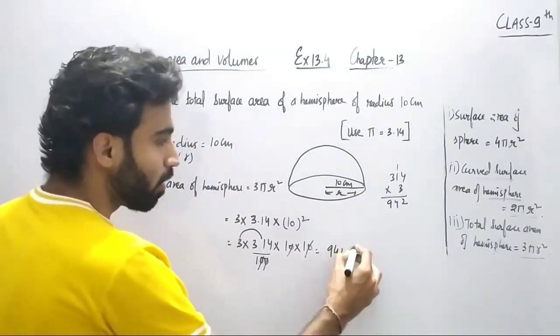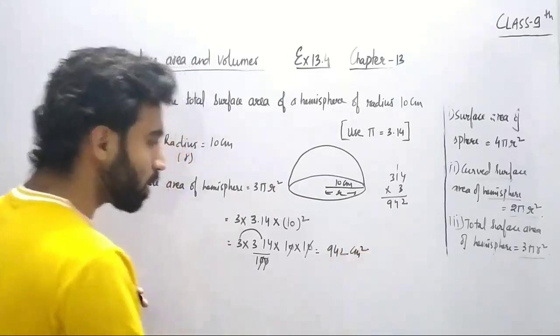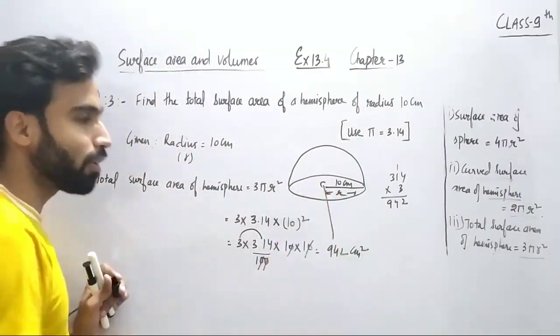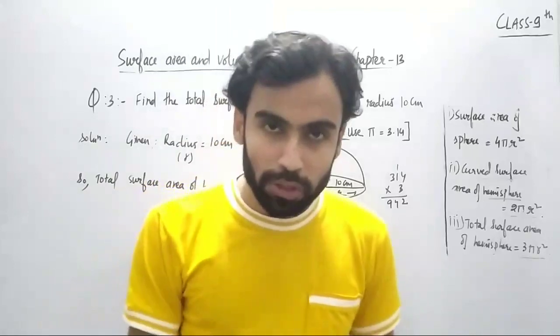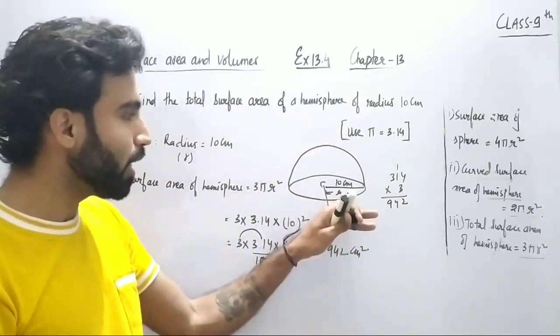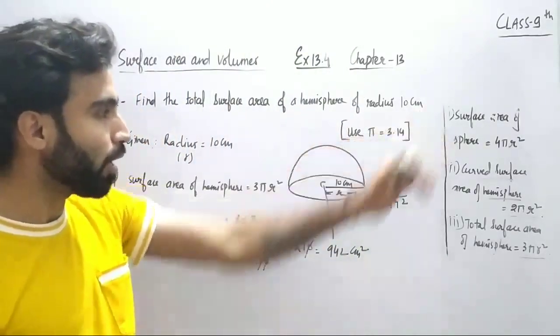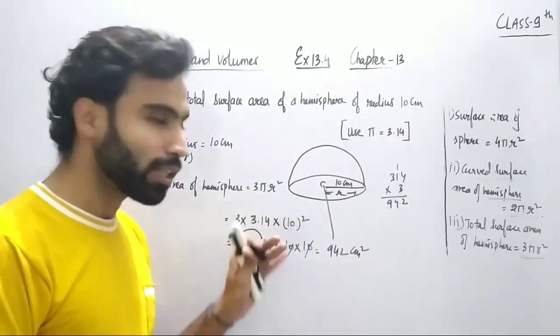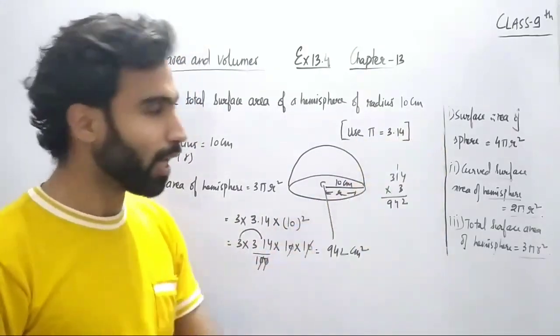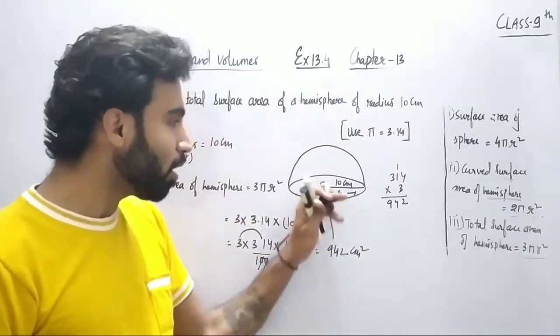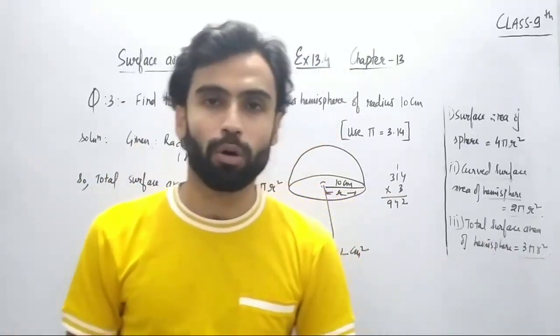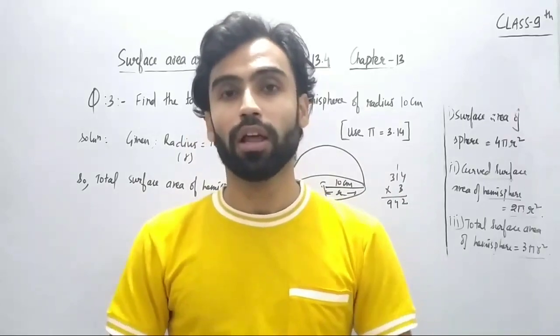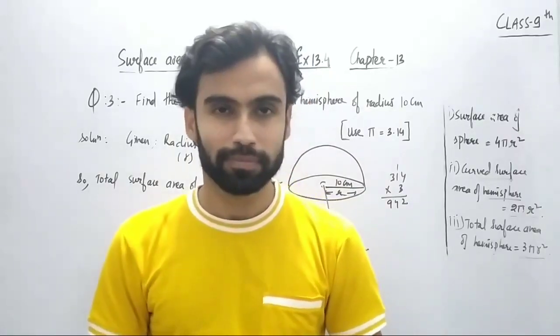So this is in centimeter square. So this is the total surface area of the hemisphere given to us, having the radius as 10 centimeter, right? Now remember, we have to use 3.14 in the place of pi. That is important, right? Because that is given to us. And simply by applying the formula, you will get the total surface area of hemisphere. So that was all in the third question here.